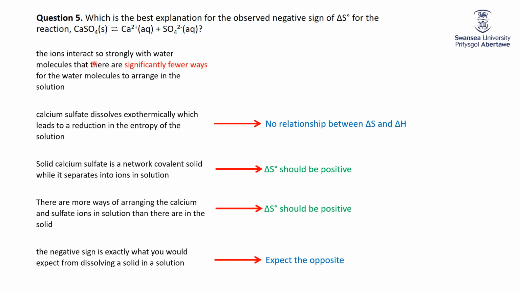The ions interact so strongly with water molecules. So in other words, what it's saying here is that these ions are really bonding onto the water, significantly fewer ways for the water molecules to arrange in the solution. Now that significantly fewer ways in solution is telling you there's a decrease in entropy, a decrease in disorder.